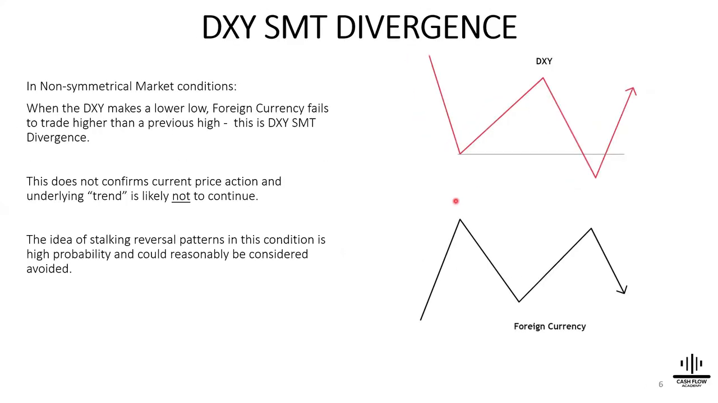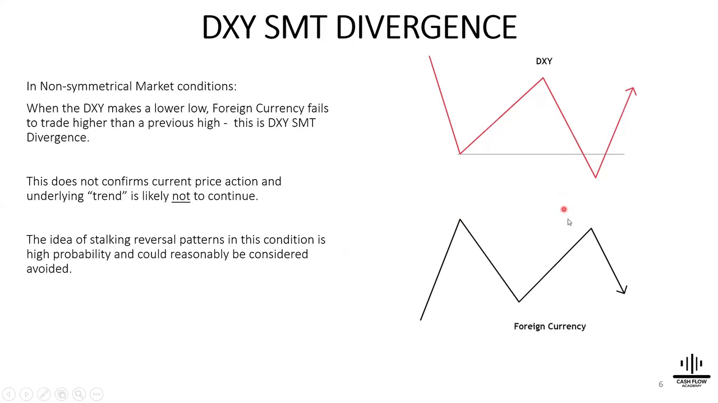In a non-symmetric market condition, when the DXY makes a lower low, foreign currency fails to trade higher than the previous formed high. This is DXY SMT divergence. So now you can see that this is a DXY and then it made a lower low. But the foreign currency failed to make a higher high. So this is a smart money divergence.